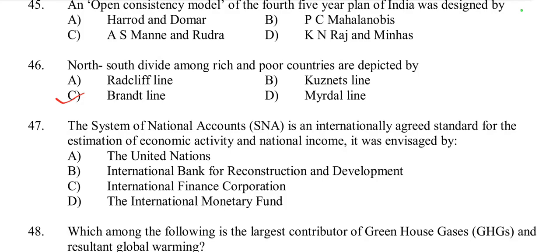The Brandt line, proposed by the Brandt Commission in 1980, illustrates the division between the wealthy industrialized countries of the north, which are rich countries, and the less developed or poorer countries of the south. So this dividing line is called the Brandt line.